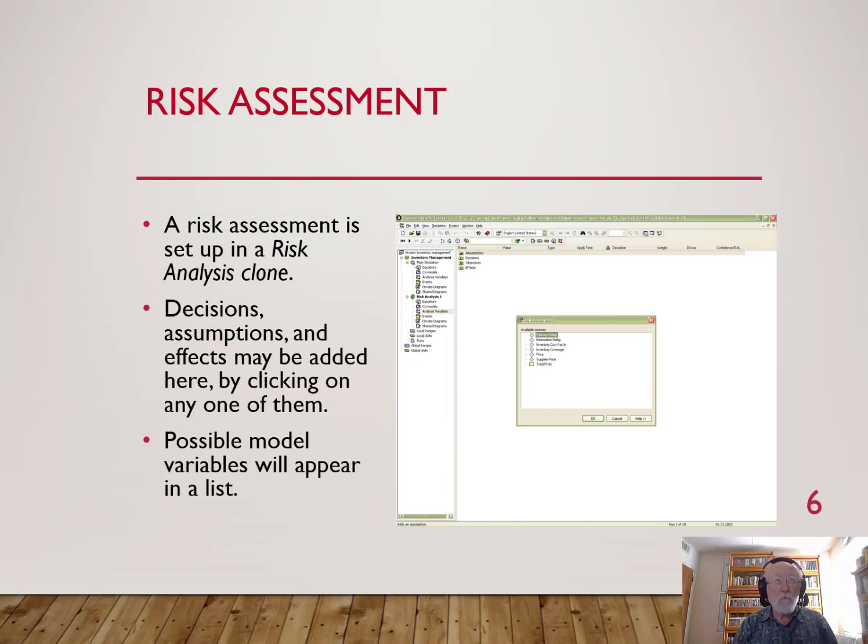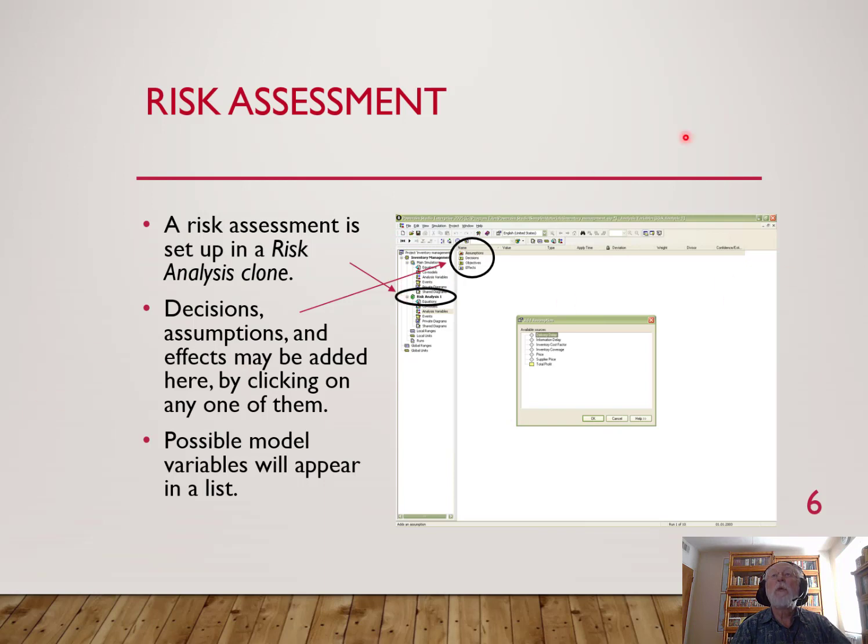So risk assessment is set up in the tool as what's called a risk assessment clone. All right. The decisions, the assumptions, and the effects are added by clicking on any one of them, and then a list of possible model variables will appear in a list. So let me do a little animation here. So there I've set up a risk analysis clone under my main model, my main simulation. Once I've done that and clicked on analysis variables, which is right here.